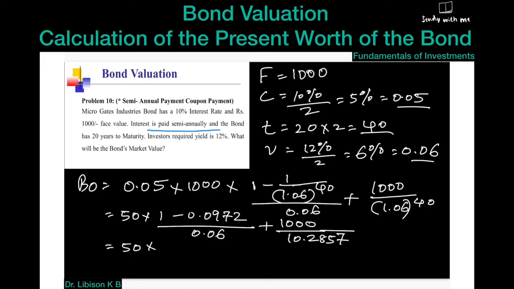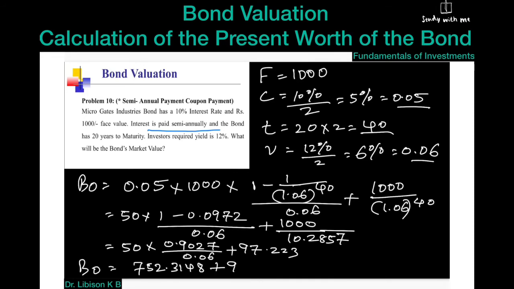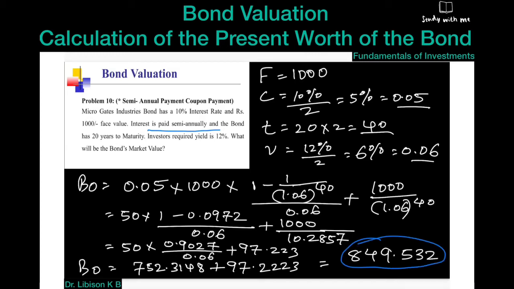Again 50 multiplied by 0.9027, all divided by 0.06, plus 97.2223. So it becomes 50 multiplied by 15.0462, that means 752.3148 plus 97.223. So your final answer becomes 849.532. Final answer 849.532.